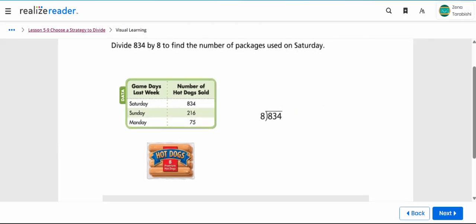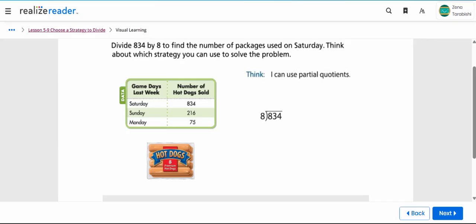Divide 834 by 8 to find the number of packages used on Saturday. Think about which strategy you can use to solve the problem. Think, I can use partial quotients. There are 100 8s in 834. There are 4 8s in 34. 834 divided by 8 equals 104, remainder 2.